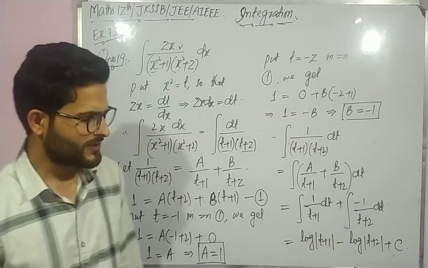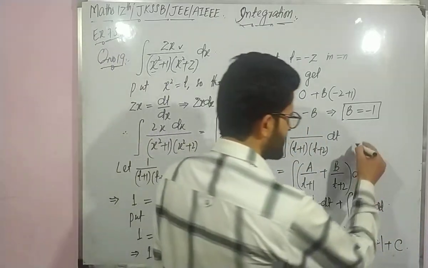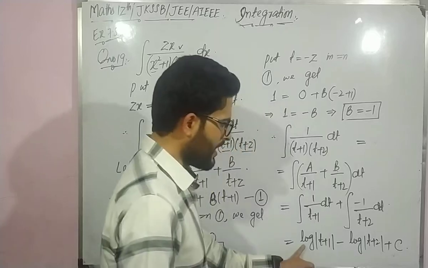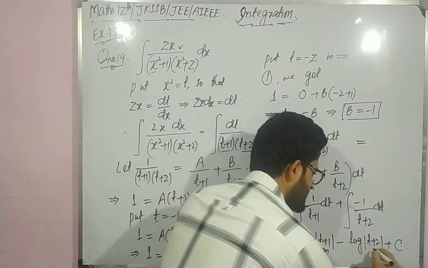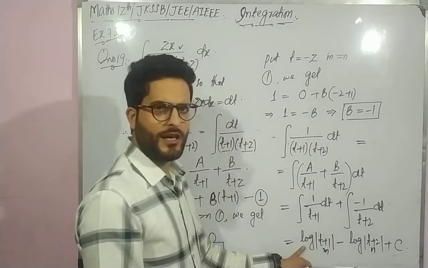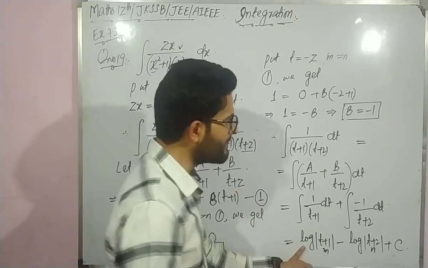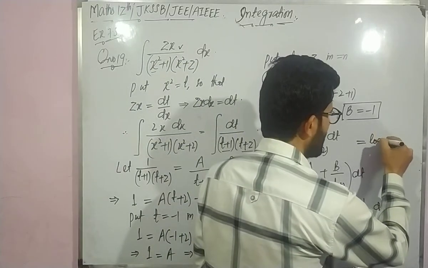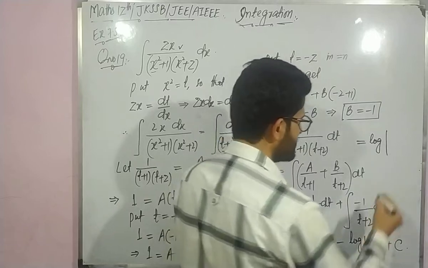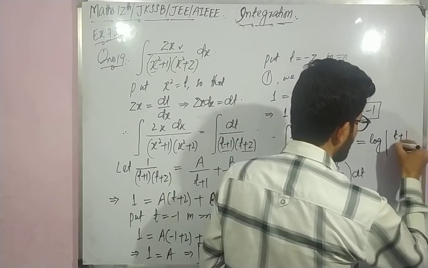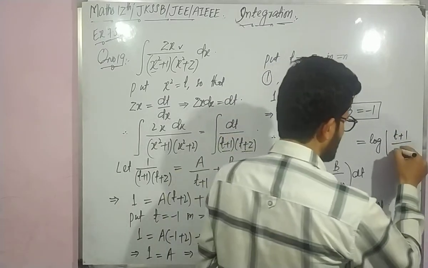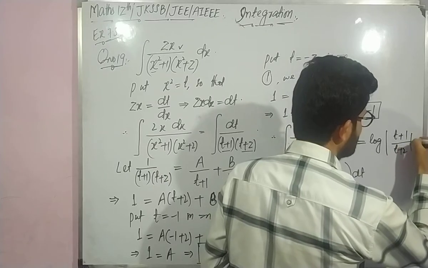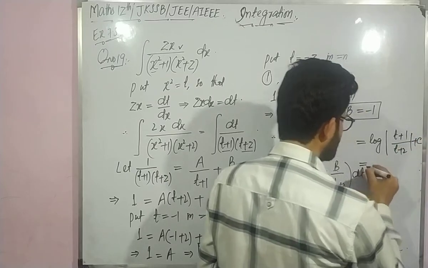So this can be further written as, yes, log m minus log n is obviously equal to log m divided by n, so it is equal to log of mod of, what is m, t plus 1, divided by what is n, t plus 2, plus c, the constant of integration, and that is further equal.